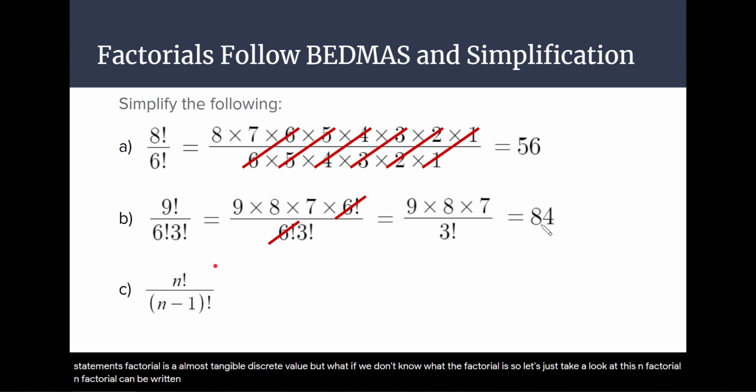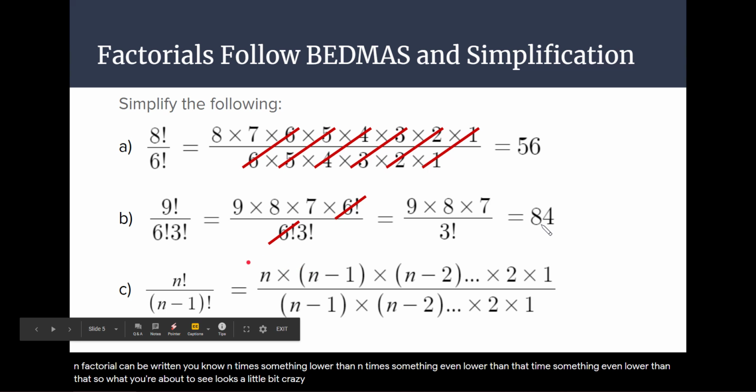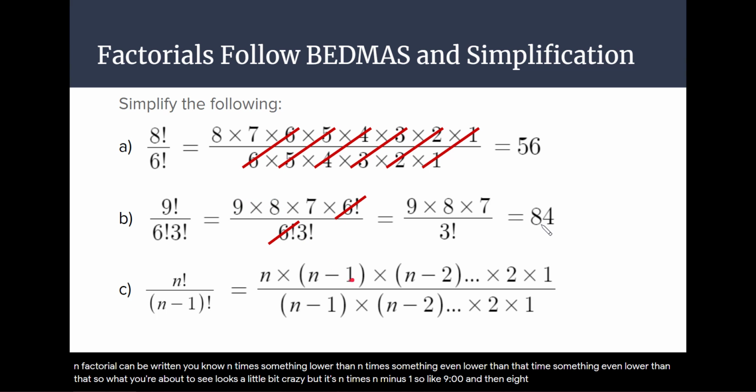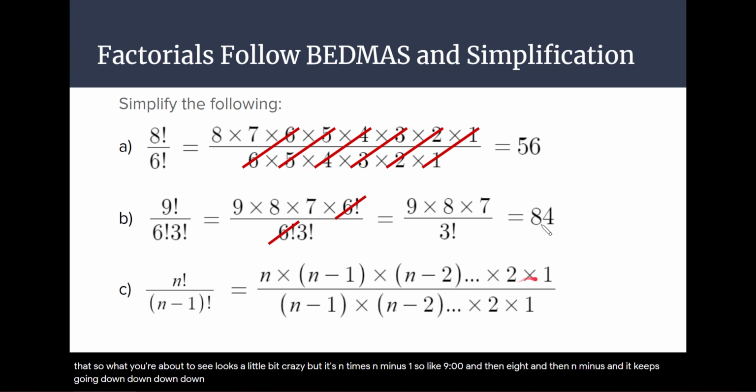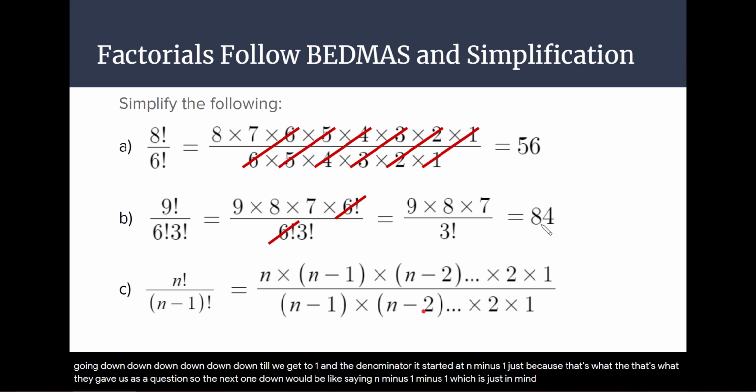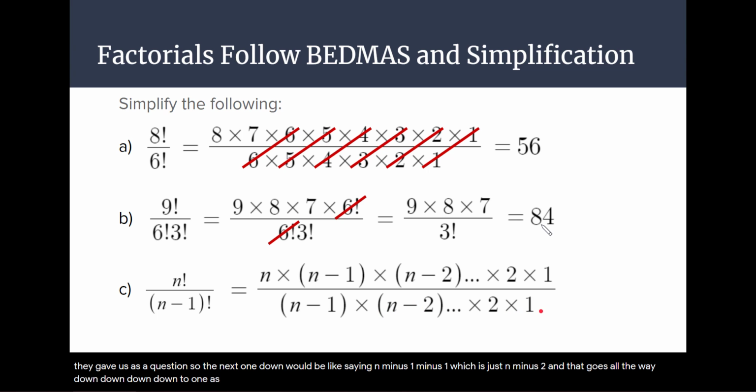N factorial can be written as n times something lower than n, times something even lower than that, times something even lower than that. So what you're about to see looks a little bit crazy, but it's n times n minus 1, so like 9 and then 8. And then n minus 2, well, 9 take away 2 is 7. And it keeps going down until we get to 1. And the denominator started at n minus 1 just because that's what they gave us as a question. So the next one down would be n minus 2, and that goes all the way down to 1 as well.